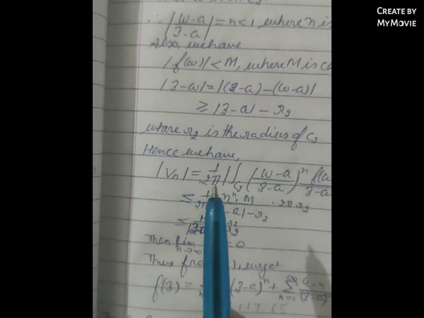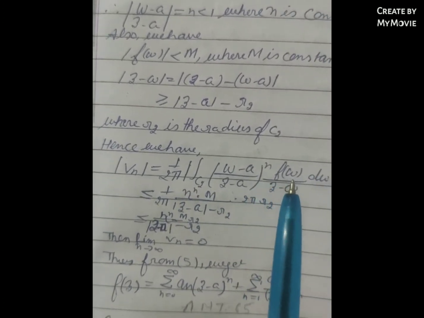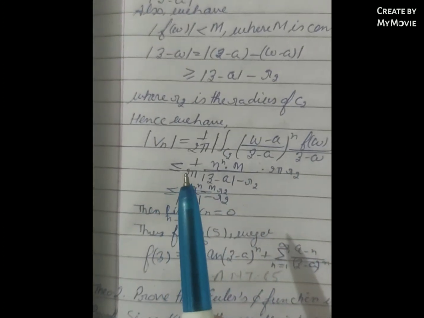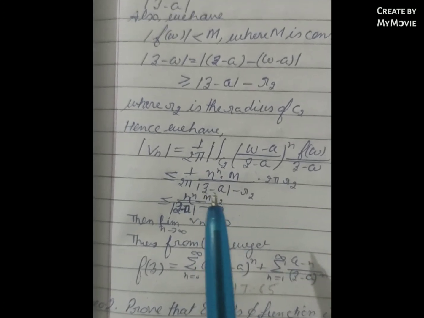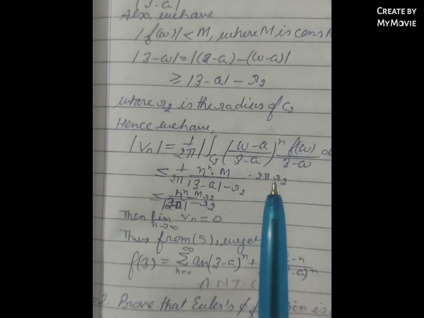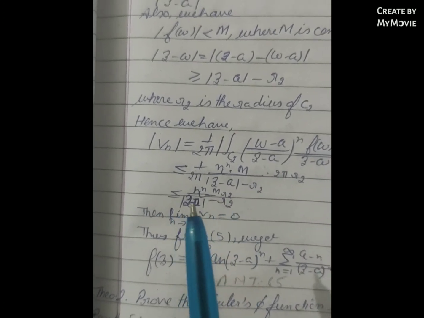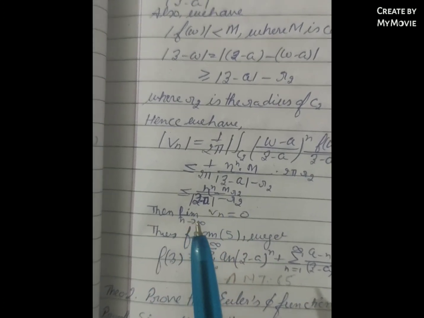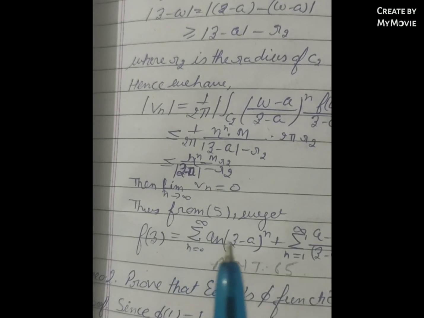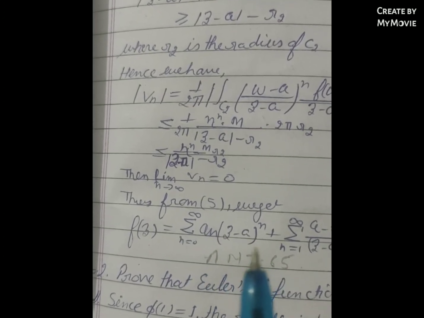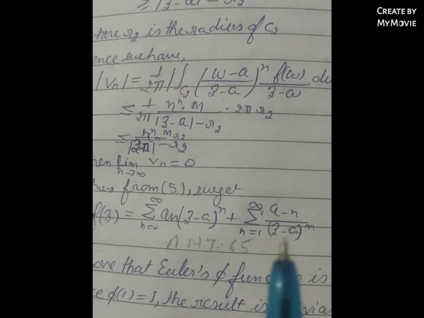Hence we have modulus of vn is equal to 1 upon 2 pi modulus of integral over c2 [(w minus a) over (z minus a)] raised to power n f(w) over (z minus a) dw, which is less than or equal to 1 upon 2 pi eta raised to power n M over (modulus of z minus a minus r2) into 2 pi r2, which is equal to eta raised to power n M r2 over (modulus of z minus a minus r2). Then limit n tends to infinity vn tends to 0. Therefore from 5 we get f of z is equal to the sum n varies from 0 to infinity a n (z minus a) raised to power n plus the sum n varies from 1 to infinity a minus n over (z minus a) raised to power n.